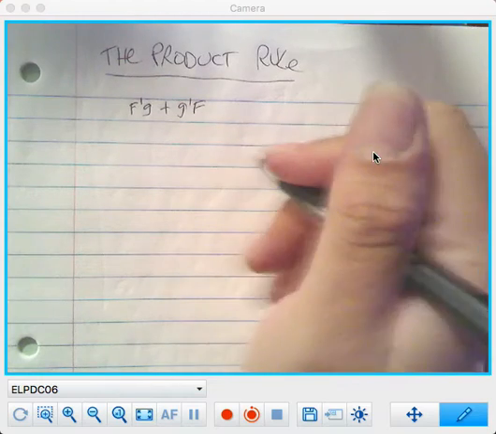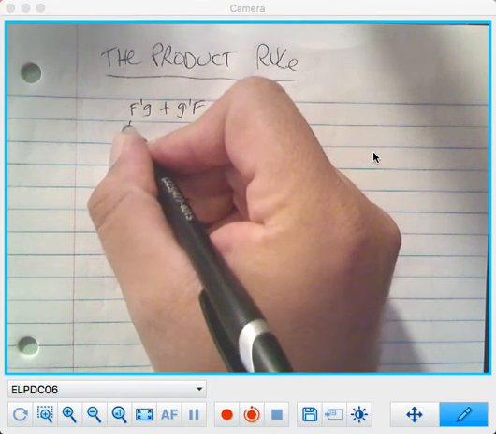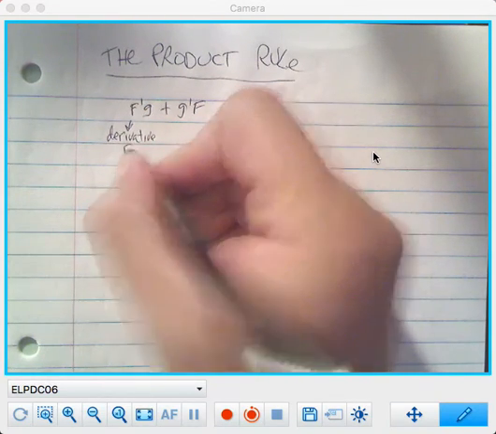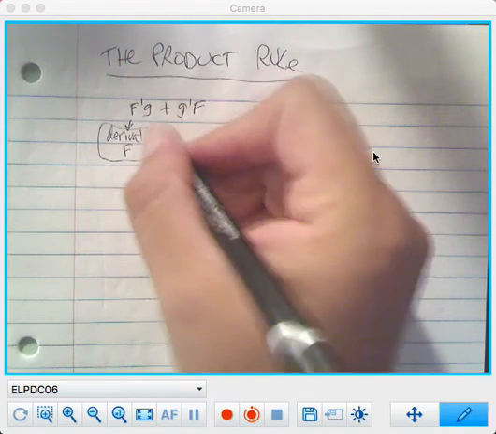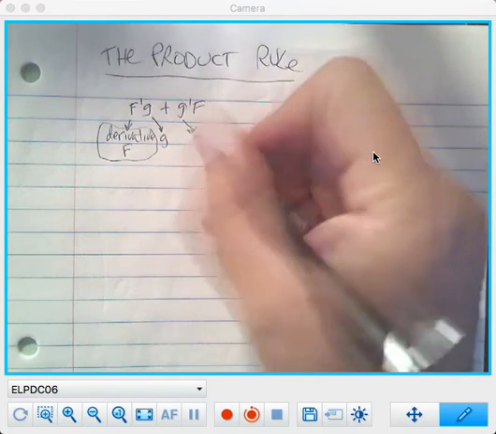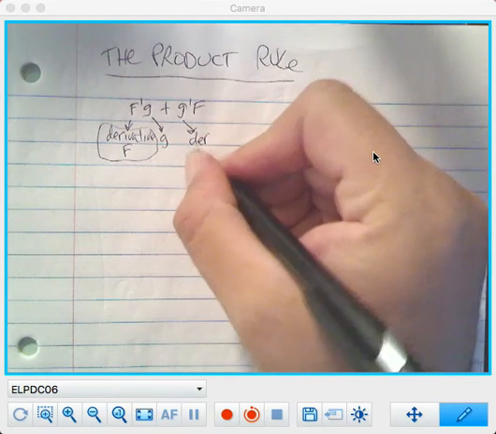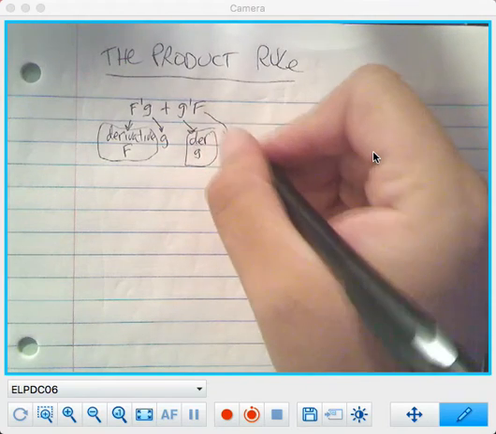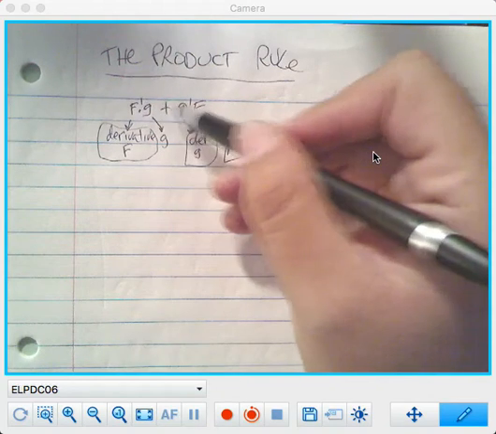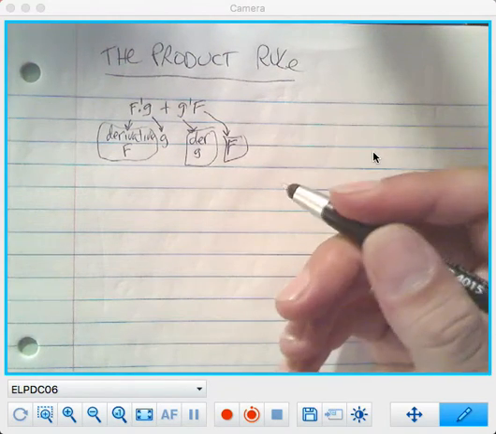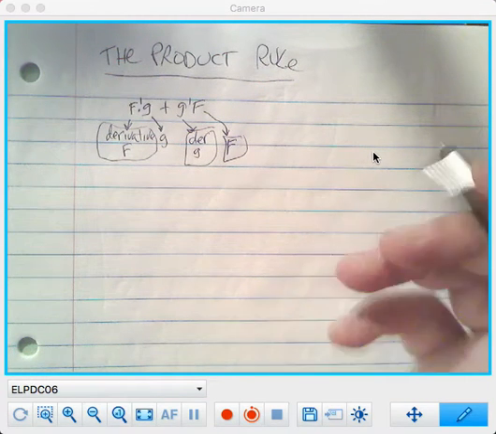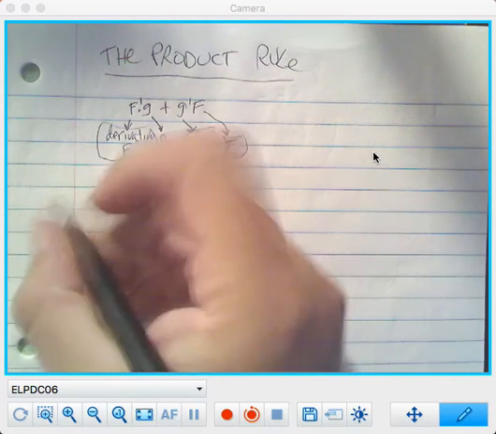What does this mean? F prime means the derivative of f. G is just the function g, and then g prime is the derivative of g, and then f. So this is a multiplication, addition, and then multiplication. The easiest way to do it is by doing an example. It's easier to use this when you have a multiplication like this.